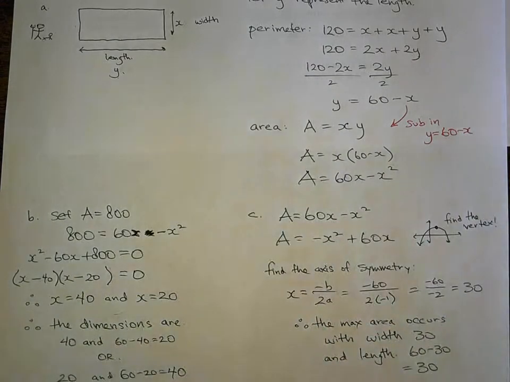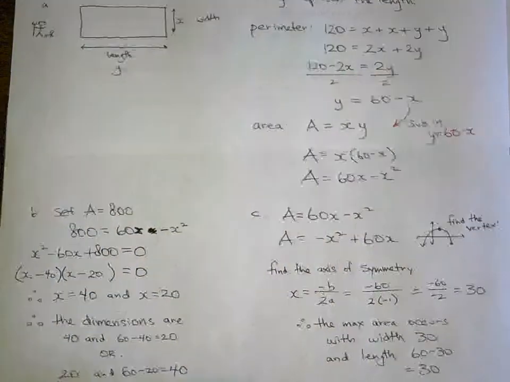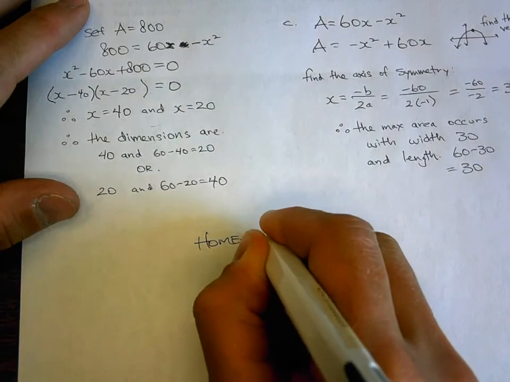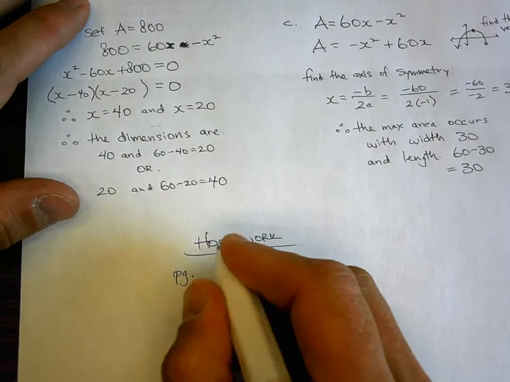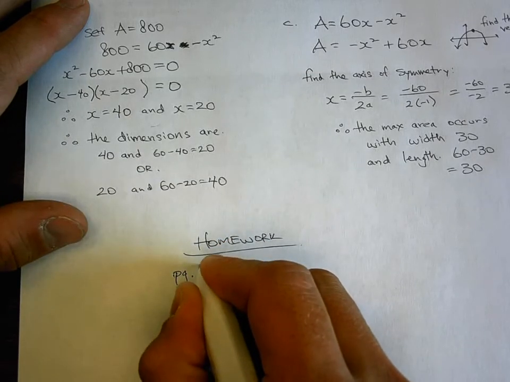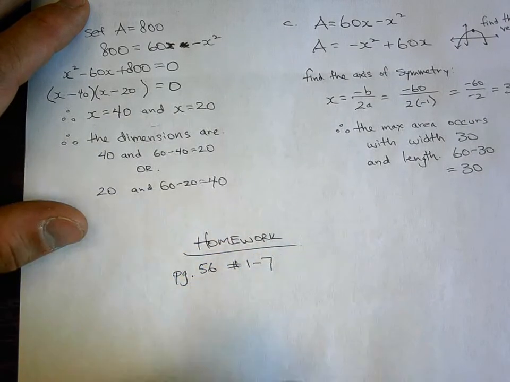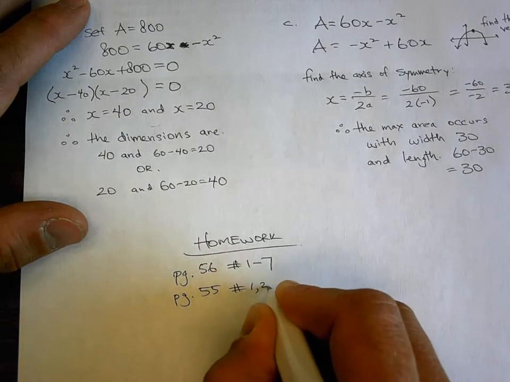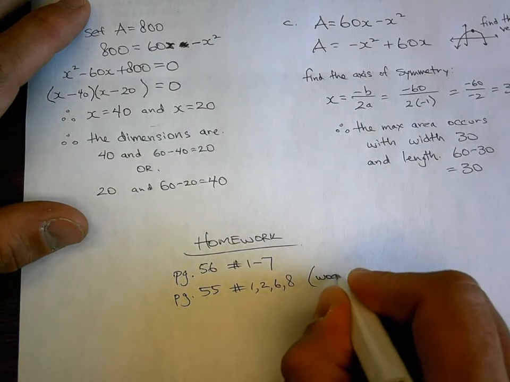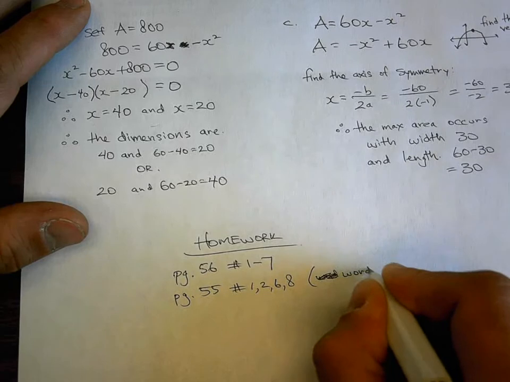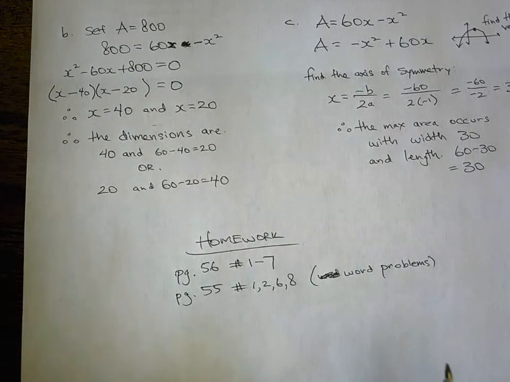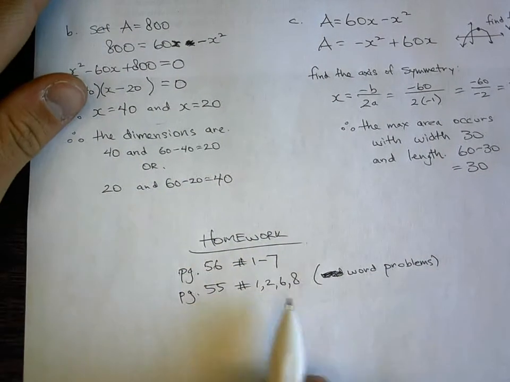Your homework for tonight is, okay, gonna write it down here. So your homework, we have a few things. Page 56, number 1 to 7. Page 55, number 1, 2, 6, 8. These are the word problems. Please attempt them. I only gave you ones I think should be accessible. You can try all of them if you wish, but don't be overwhelmed by the word problems.